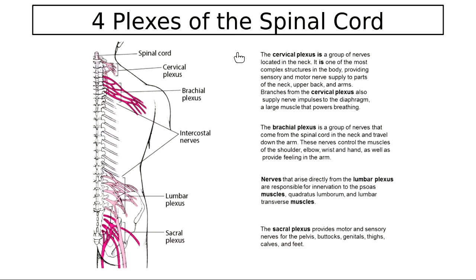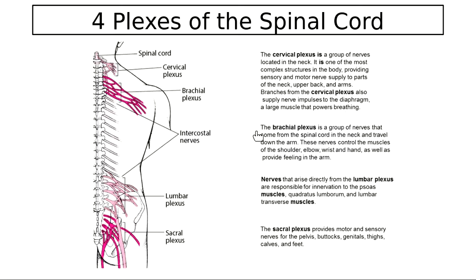A plexus, there are several plexuses. Plexus means braid, a network of interwoven nerves of adjacent ventral rami, the ones that are next to each other. We have a cervical plexus here. Cervical means the neck. The cervical plexus is a group of nerves located in the neck. It is one of the most complex structures in the body, providing sensory and motor nerve supply to parts of the neck, upper back, and arms. Branches from the cervical plexus also supply nerve impulses to the diaphragm, a large muscle that empowers breathing. Yeah, your diaphragm's a major one there.